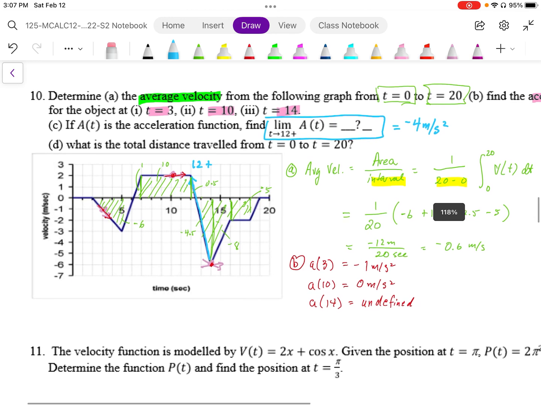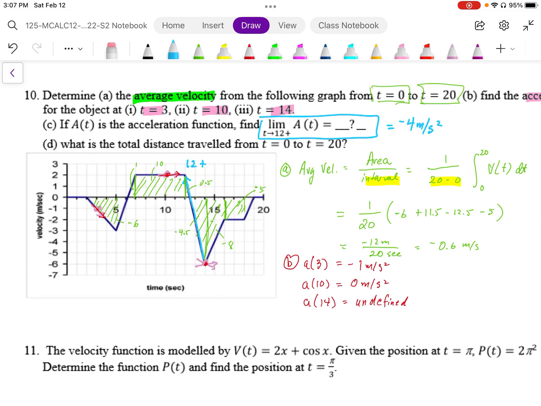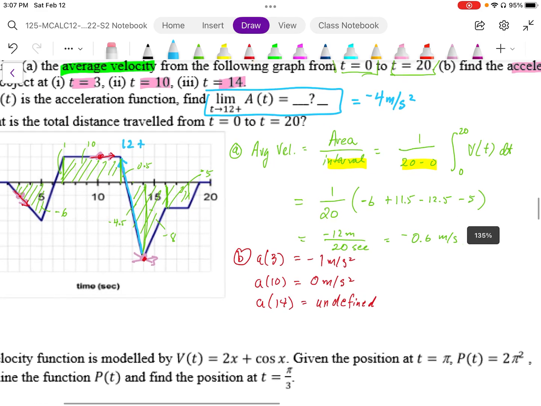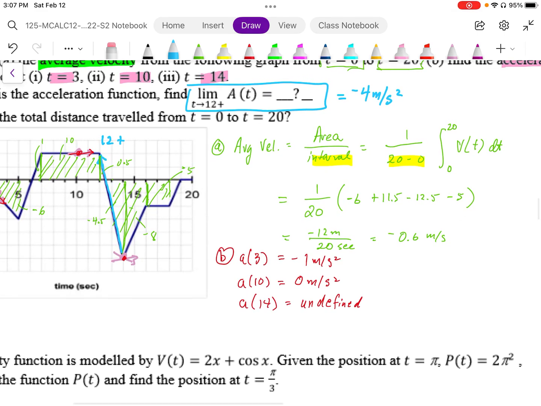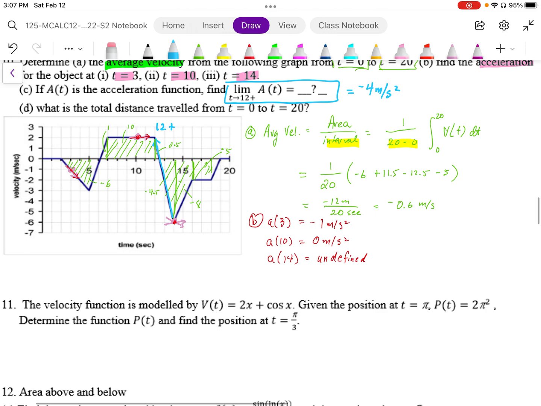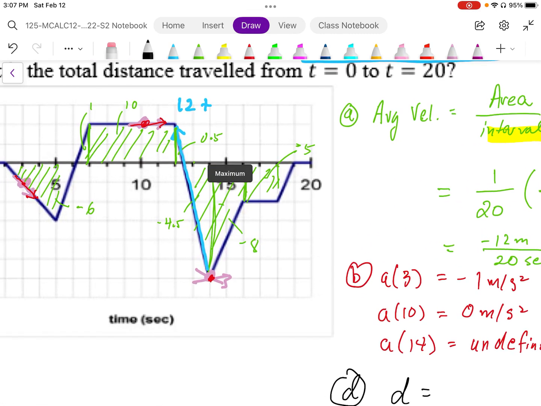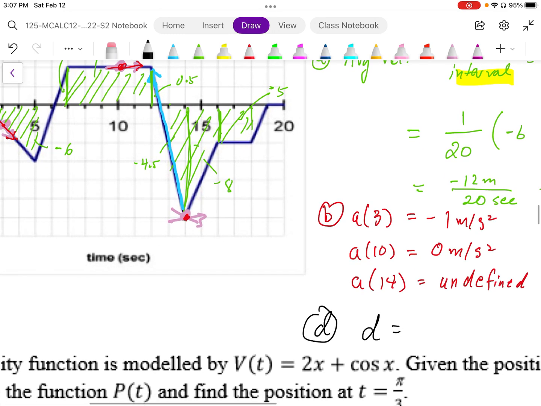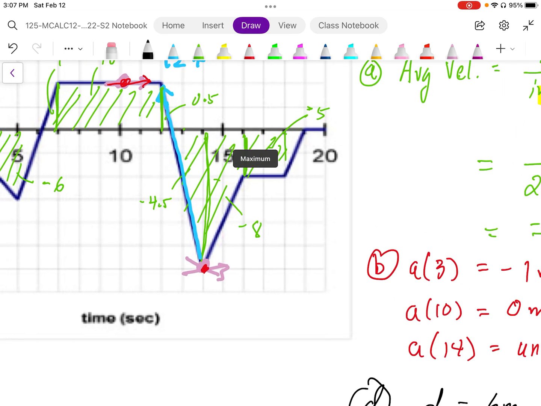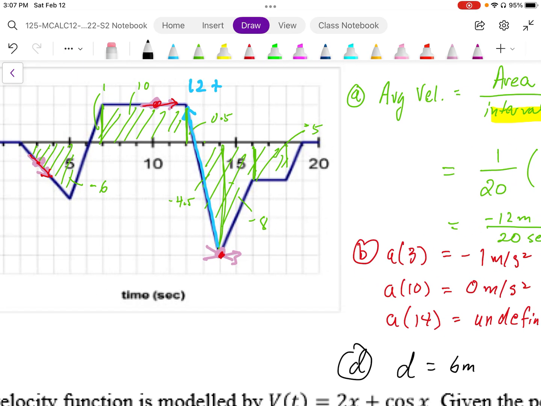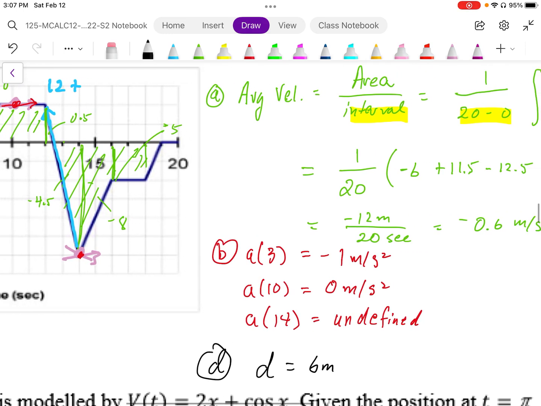And then lastly, for part D, it says, what's the total distance traveled? Well, we have the net displacement. We calculated that in part A, which was negative 12 meters. To find the total distance traveled, we have to add the negative to the positive parts. So instead of using negative 6 meters of displacement, we know that it traveled 6 meters. In that second part there, we have 11.5, so we're just going to use 11.5 meters.